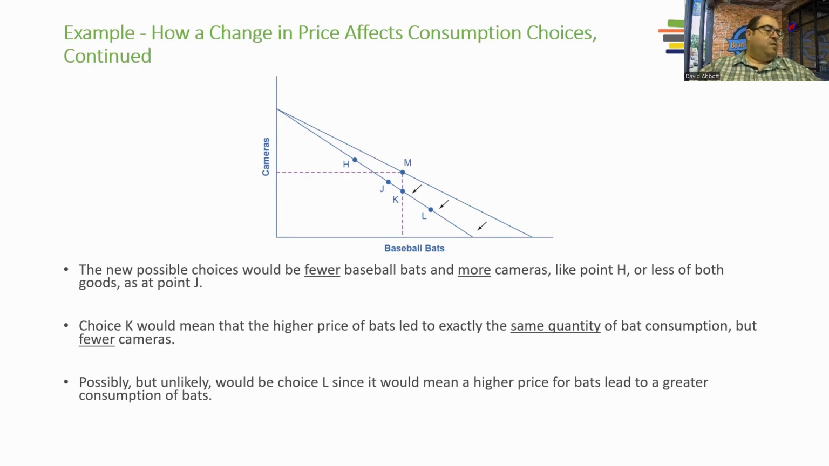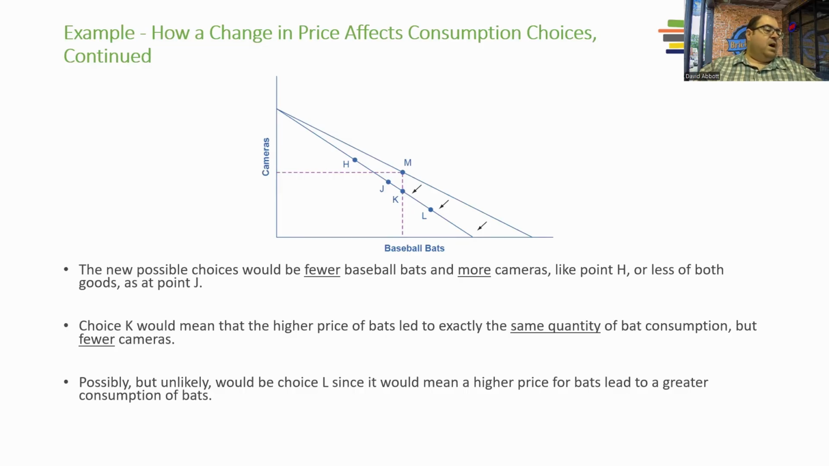After the price increase, Sergey would make a choice along the new budget constraint. Again, we can divide his choices into three segments by the dashed vertical and horizontal lines. In the upper left portion of the new budget constraint, at a choice like H, Sergey consumes more cameras and fewer bats. In the central portion, at a choice like J, he would consume less of both goods. At the right-hand end, at a choice like L, he consumes more bats but fewer cameras.